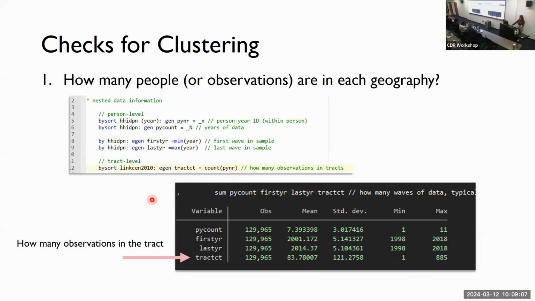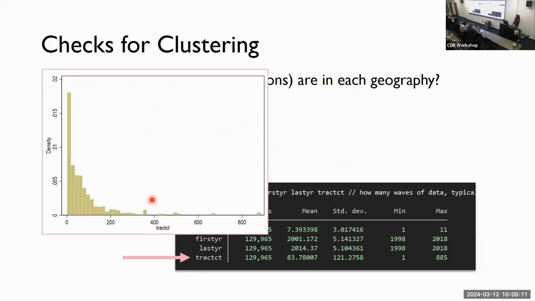And so then you can use that tract count variable to create a visual representation of the distribution of observations across census tracts. You could also create some frequency tables or something like that to check for that clustering.